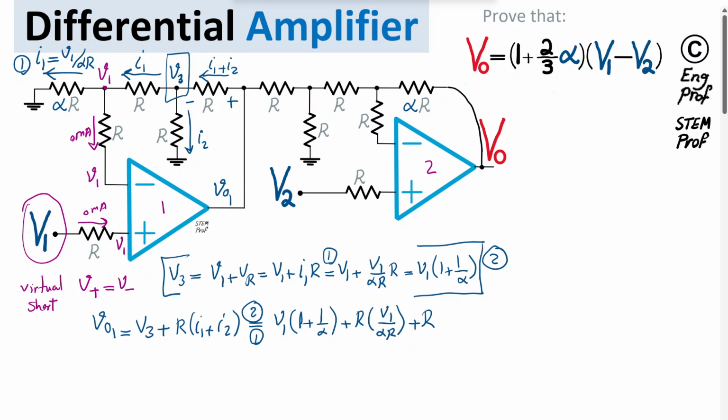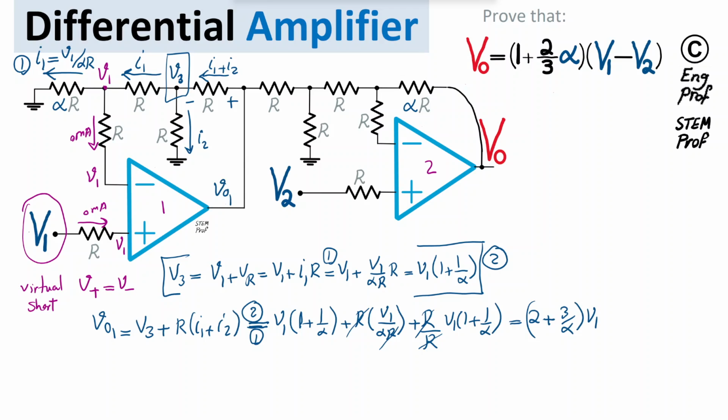So it will be V3 divided by R, and we have the value of V3, which is from equation 2, V1 times 1 plus 1 over alpha. So now, as you can see, if we just simplify the values, R cancels out with R, and as a result of this whole thing we get 2 plus 3 over alpha times V1.